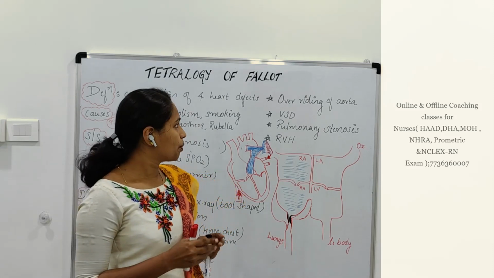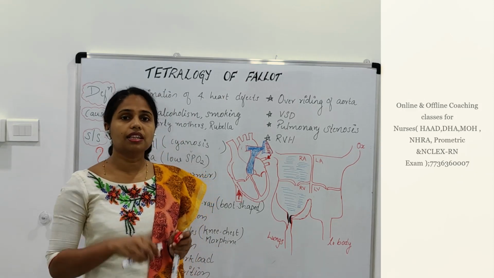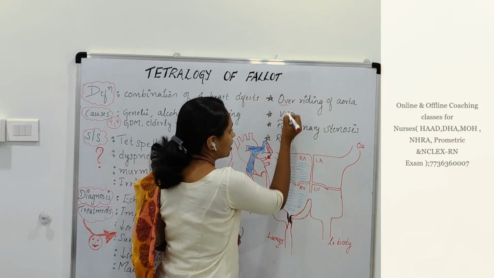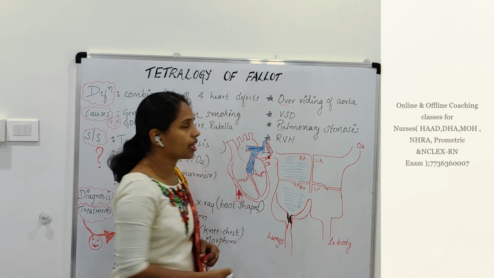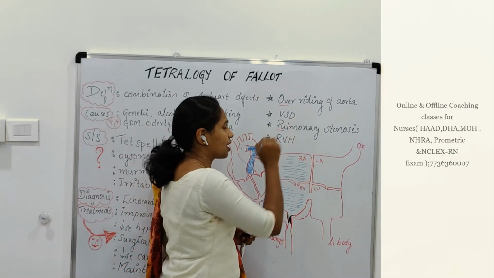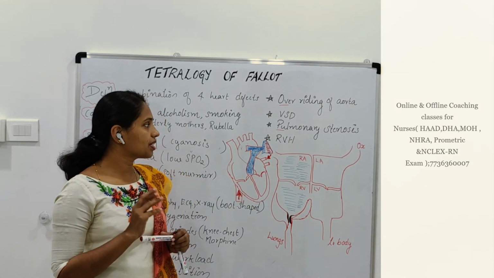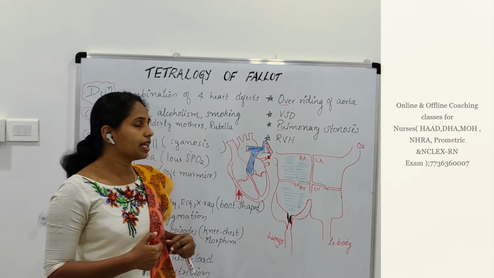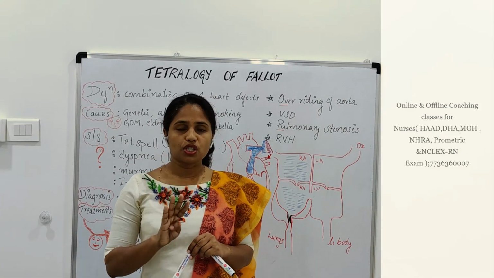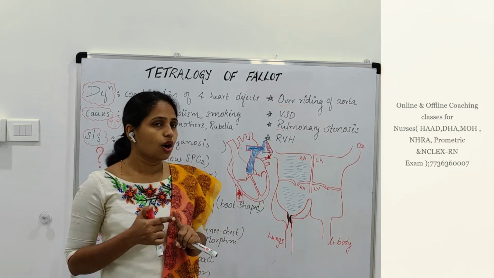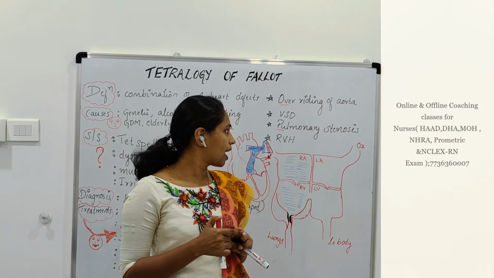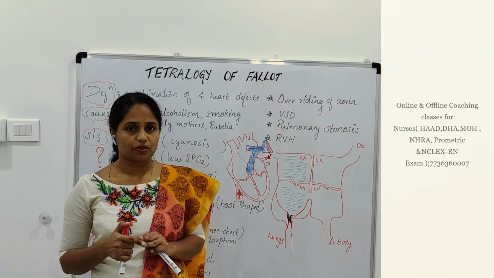Fine. So mainly Tetralogy of Fallot is 4 congenital cardiac defects. The most important are these 2 things: overriding of aorta, which is always associated with ventricular septal defect, and pulmonary stenosis, which may lead to right ventricular hypertrophy. Okay, so 4 congenital cardiac defects: overriding of aorta, ventricular septal defect, pulmonary stenosis and right ventricular hypertrophy.